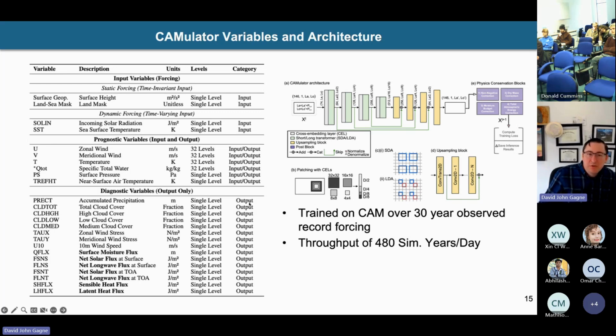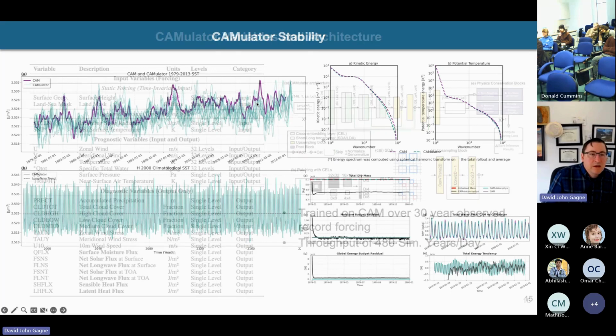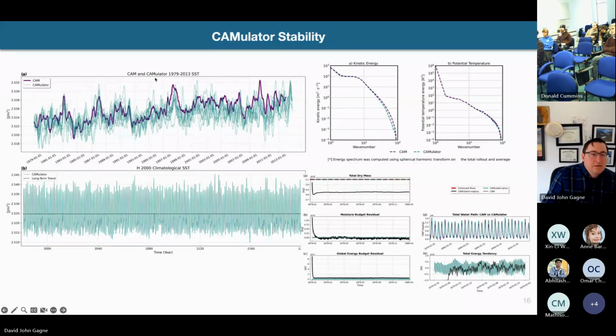Of course, we're predicting a lot fewer things than CAM does, but some caveats to this. If you want to get the same general results, I'll show you just how close we're getting with the speed up. We have 1979 to 2013 SSTs forcing both CAM and CAMulator. We have ensemble CAMulators that we're running, so we're not only capturing the actual CAM run in the ensemble as a plausible member, but we also are capturing the internal variability of CAM.